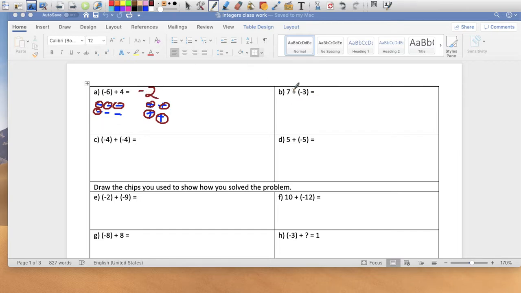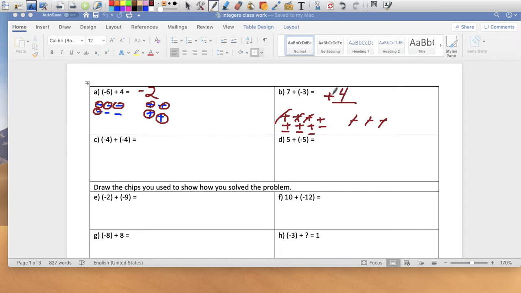7 plus -3. If you look at it, I know there are more positives than negatives, so I know my answer is going to be positive. Positive something, right? I don't need to write the positive, but just for the example here. So 1, 2, 3, 4, 5, 6, 7, and I have -3s. So again, making 0 pairs, this guy with this guy, this guy with this guy, this guy with this guy. I can't make other 0 pairs, so what do I have left over?